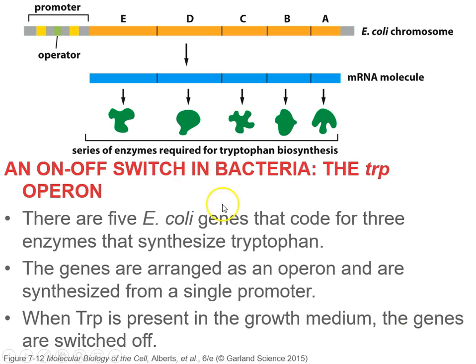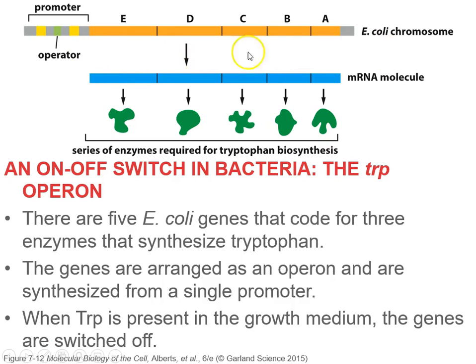Okay, so let's talk about a different system. This is an on-off switch. This is called the Trp operon. The Trp operon is the operon that the cell will turn on if it needs to synthesize tryptophan. So if you have tryptophan provided in the growth medium, there's no reason for E. coli to make its own tryptophan if you've already provided it. So here there's the promoter, minus 35 and minus 10, and then there's the operator. Here the operator is actually in between.